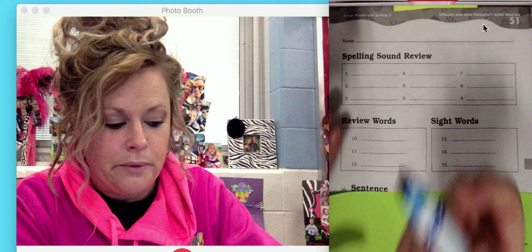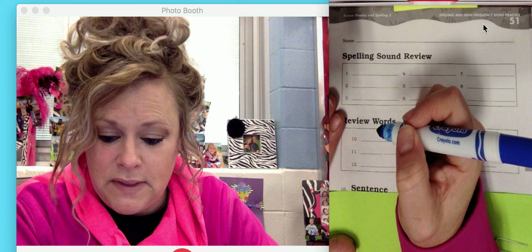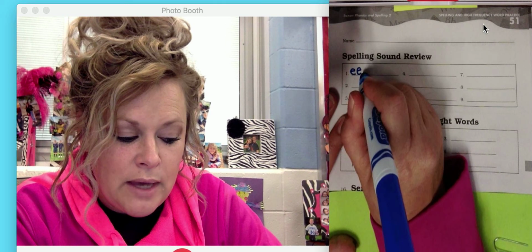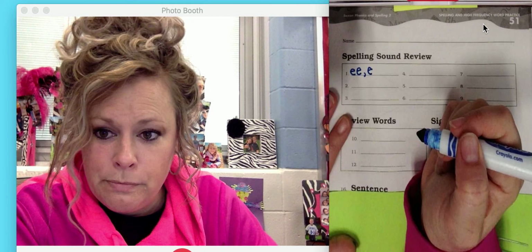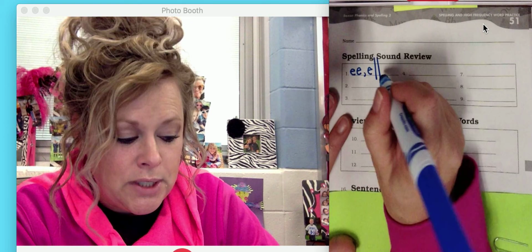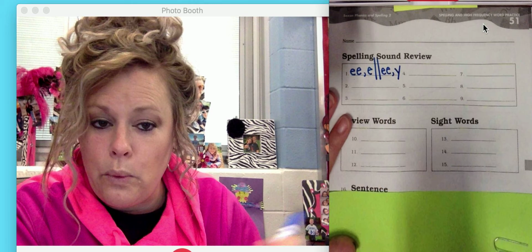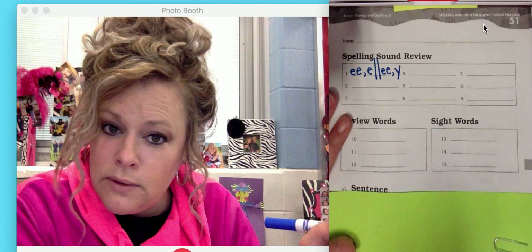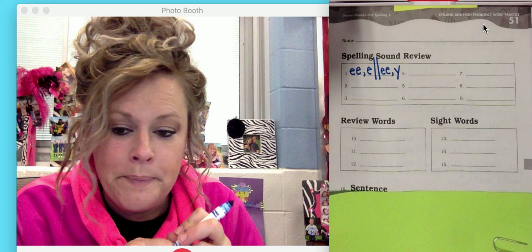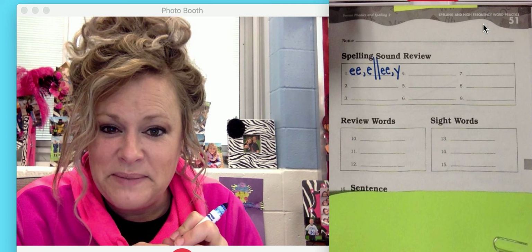So think about it as if it's in the initial position at the beginning or in the medial middle position, it could be represented by the E, comma, or just an E. In the final position, if it's a one-syllable word, it's EE, like tree. But it could also be the vowel Y, but that's if it's a two-syllable word. So those are your choices when you're finger spelling. What represents that long E sound? Okay. Give me a minute to write all that down.